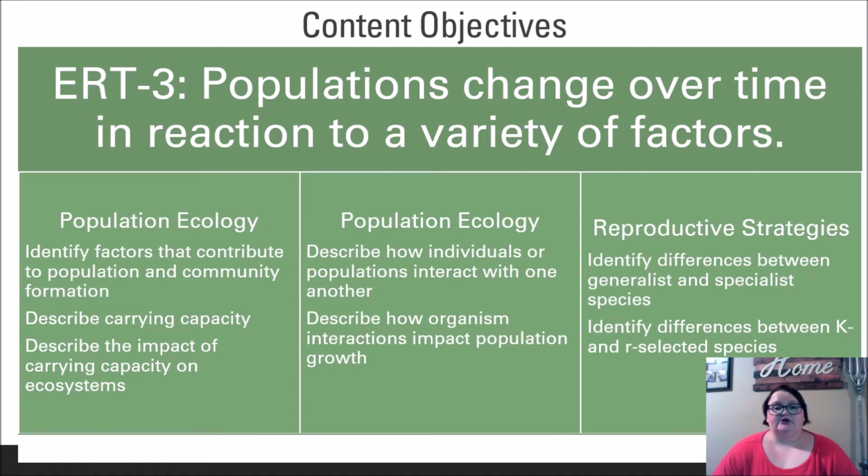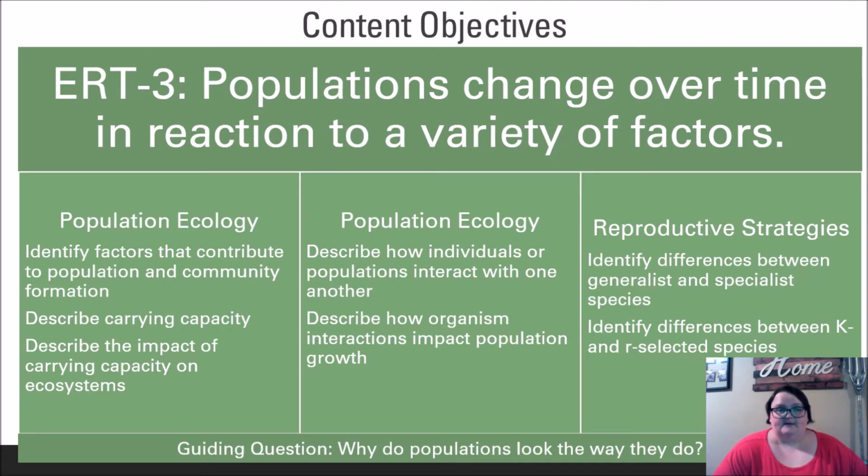Hopefully, at the end of this lesson, you should be able to do the following. Identify factors that contribute to population and community formation, describe carrying capacity, describe the impact of carrying capacity on ecosystems, describe how individuals or populations interact with one another, describe how organism interactions impact population growth, identify differences between generalist and specialist species, and identify differences between K and R selected species. All of this is designed to answer the question, why do populations look the way they do?